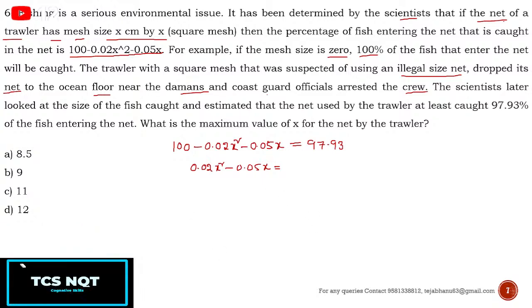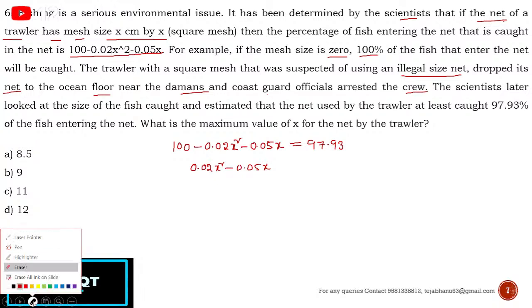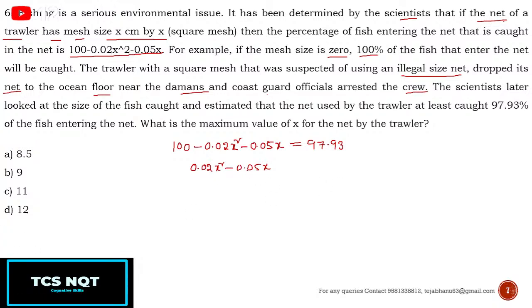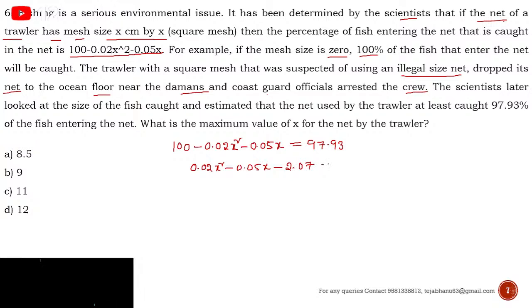Subtract, minus 100 minus 97.93, that is, it is 2.07 is equal to 0. This is the equation we got.